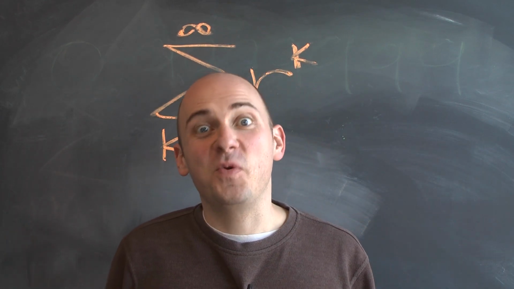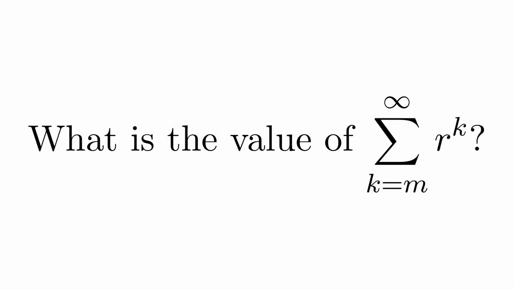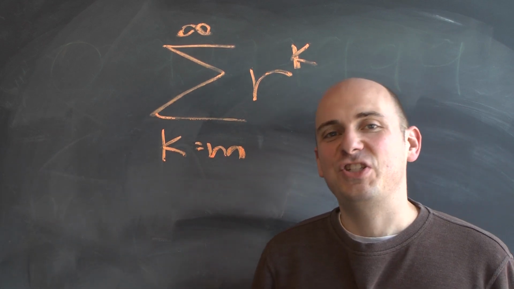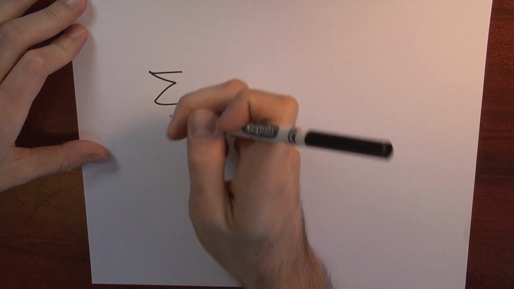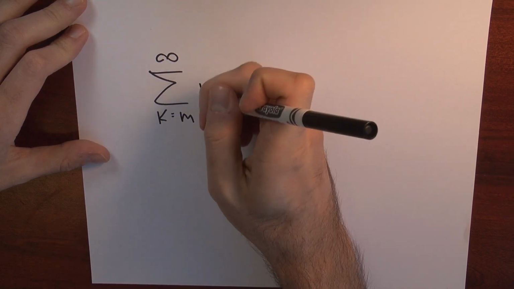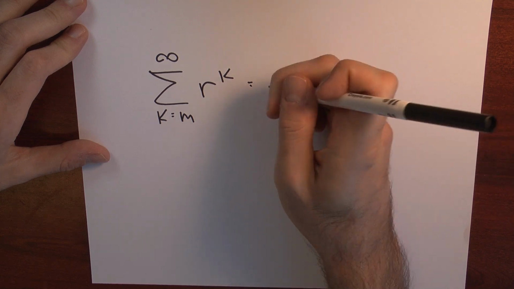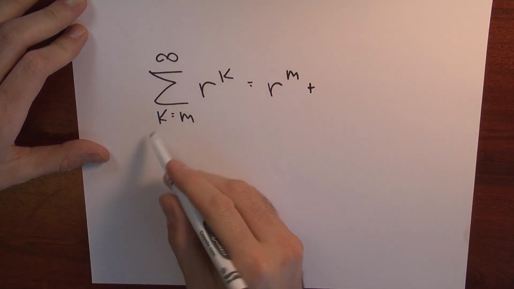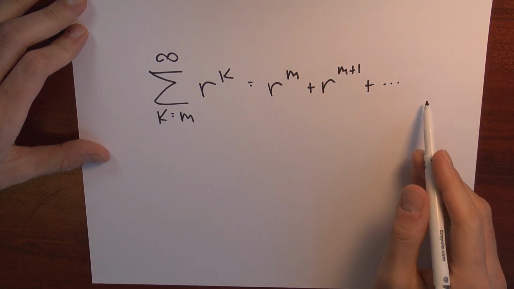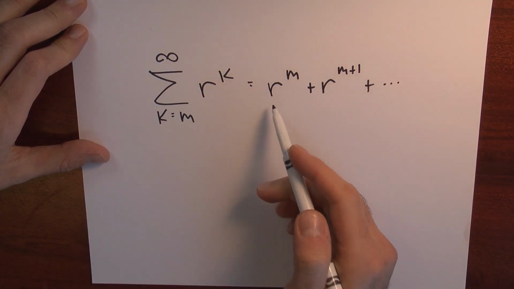Let's not start with the 0th term. How do I sum this geometric series? It's the sum k goes from m to infinity of r to the k. So this starts out with a term r to the m, and then the next term is r to the m plus 1, and it keeps on going like that. It's a geometric series, but the first term is r to the m, not r to the 0.